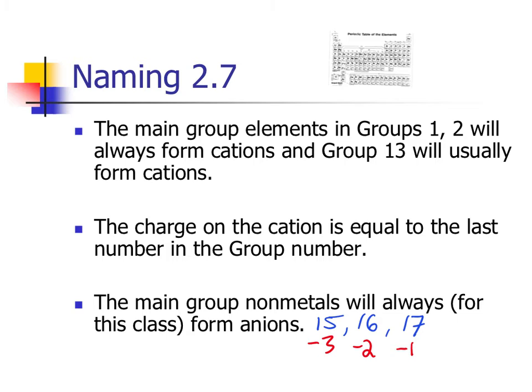Now, why does group 14 not have that trend? Well, group 14 could lose 4 electrons and have an electron configuration of a noble gas, or it can gain electrons and have an electron configuration of a noble gas. So it will kind of do a little bit of whatever it wants to in the gaining or losing of electrons.